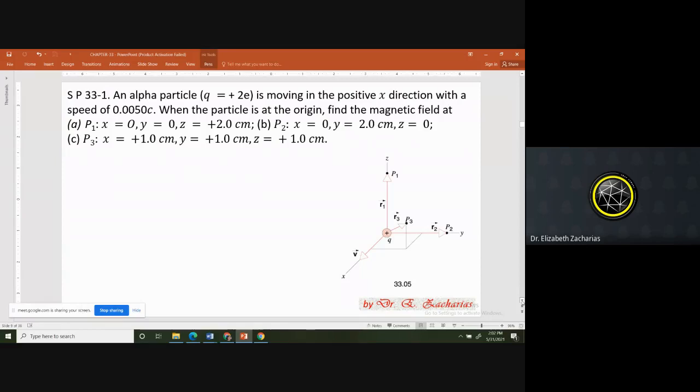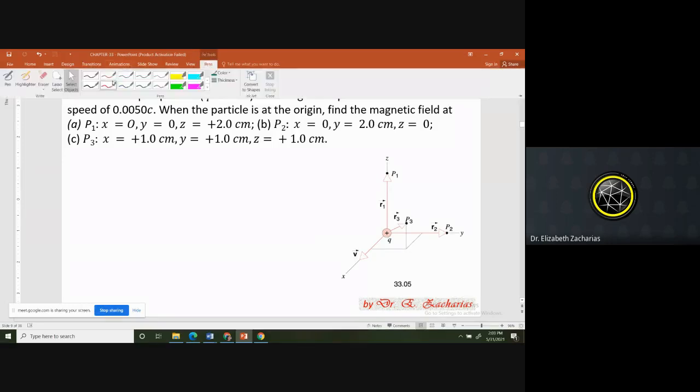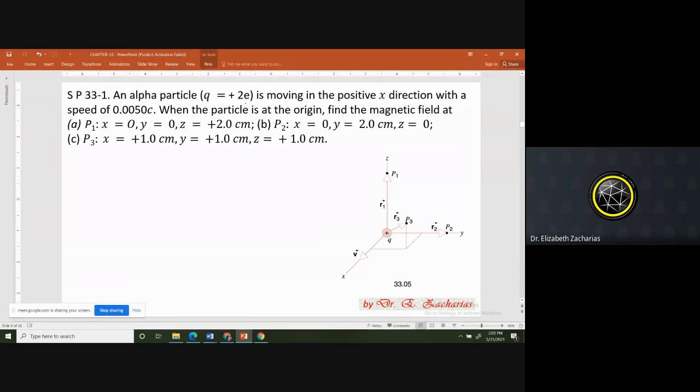You have an alpha particle. You know what's an alpha particle, right? It's positively charged. The alpha particle has a charge plus 2e. Plus 2e means Q is equal to 2 into 1.6 into 10 to the power of minus 19 coulomb. And it is moving in the positive x direction. So look at this picture here. This picture should be your guide. This is your x-axis. So this charge is moving along the positive x-axis direction with a velocity v. And you're taking a snapshot.